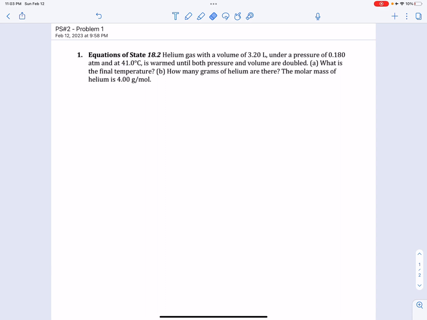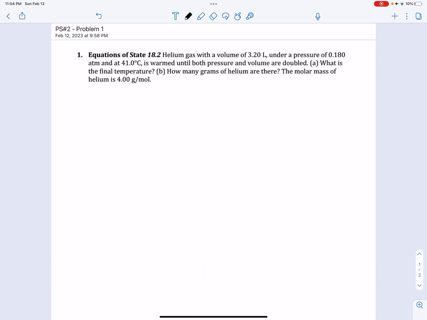This is problem set number 2, problem 1. Helium gas with a volume of 3.2 liters under a pressure of 0.18 atm and at 41 degrees Celsius is warmed until both pressure and volume are doubled. For part A, what is the final temperature? And for part B, how many grams of helium are there? The molar mass of helium is 4 grams per mole.